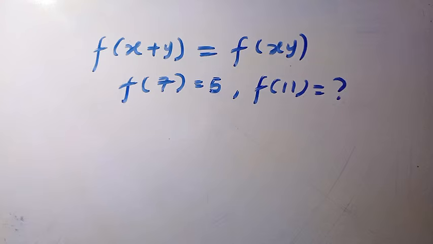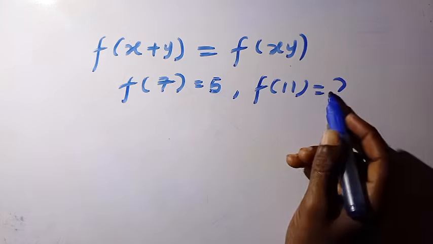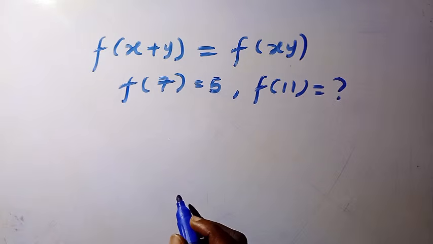We have these very beautiful and interesting functional equations given that f of x plus y equals f of xy. And also, we have f of 7 equals 5 and f of 11 is what we are looking for. I will solve this problem in two different ways.